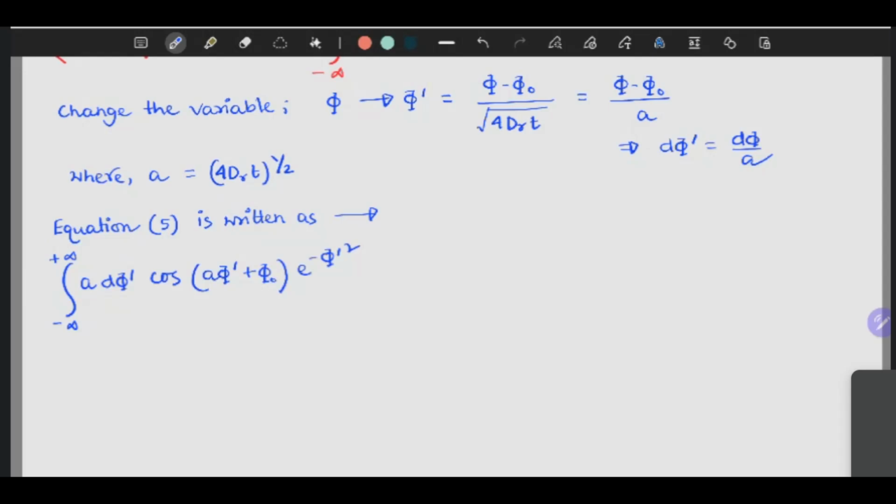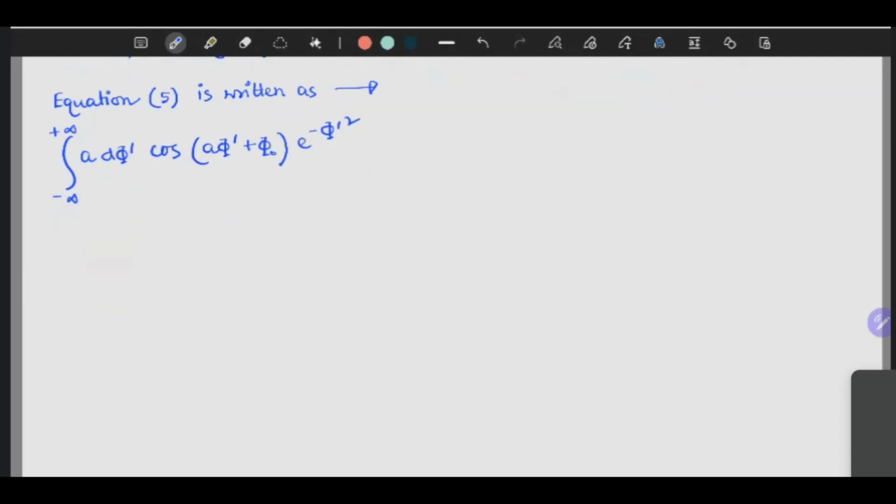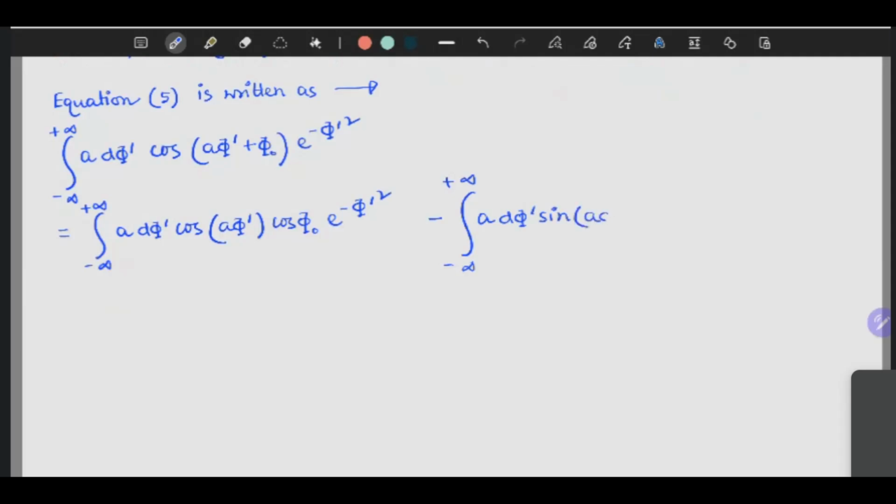So now if you do this, then it becomes the integral from minus infinity to plus infinity of a d phi prime cos of a phi prime cos of phi naught e to the power minus phi prime squared, plus the integral from minus infinity to plus infinity of a d phi prime sine of a phi prime into sine of phi naught e to the power minus phi prime whole square.